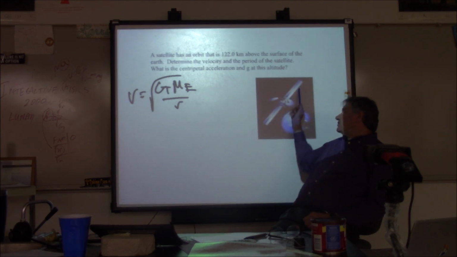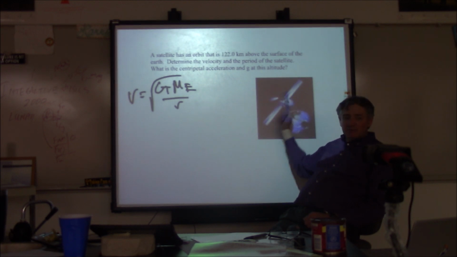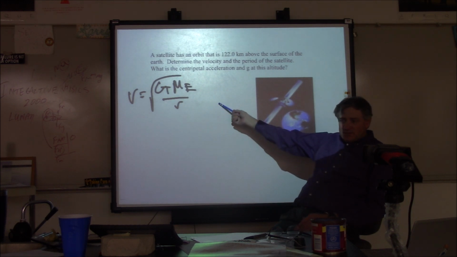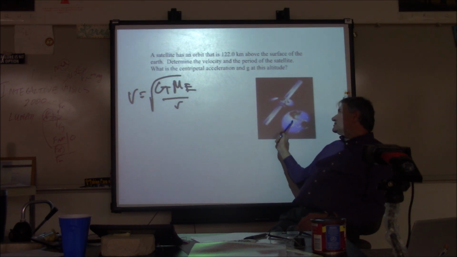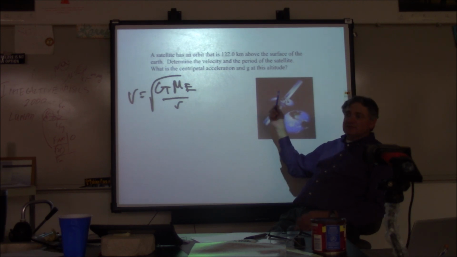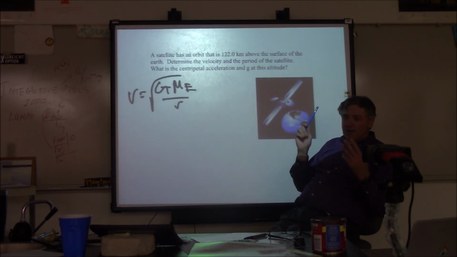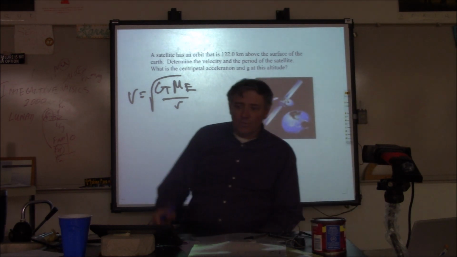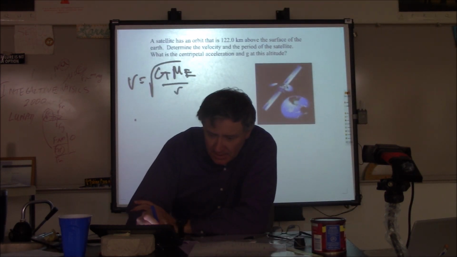Just like I didn't tell you it has 2 really big solar array panels on it. I didn't tell you that either because it doesn't matter. So the only thing that's going to determine that velocity is how far above the Earth it is and the mass of the Earth. Those are the only 2 things. So I'm just going to leave this as big G, mass of the Earth.